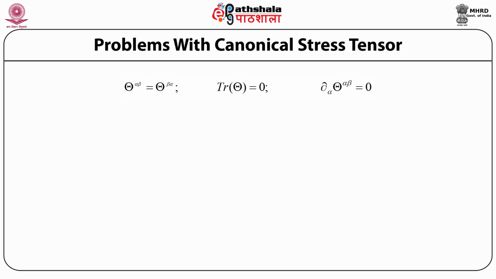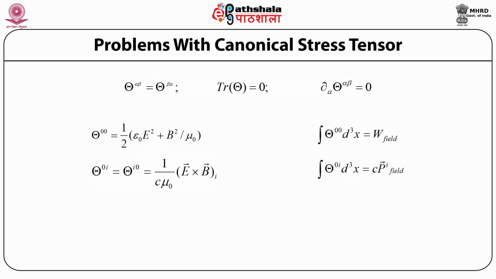Phi alpha beta equals phi beta alpha, the trace phi is equal to 0, and del alpha phi alpha beta equals 0. Phi 0 0 equals 1 by 2 mu naught E square plus B square by mu naught. Integral of phi 0 0 d cube x equals W field. Phi 0 i equals phi i 0 equals 1 by c mu naught E cross B whole i, and integral phi 0 i d cube x equals c P field.